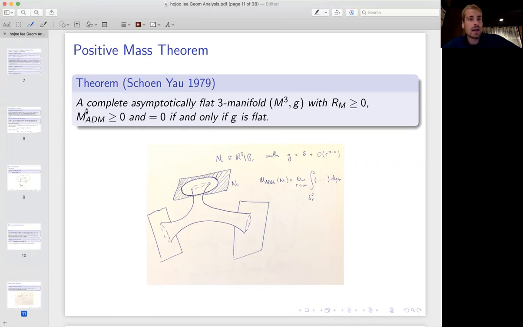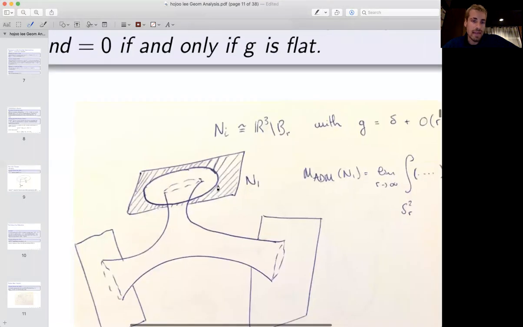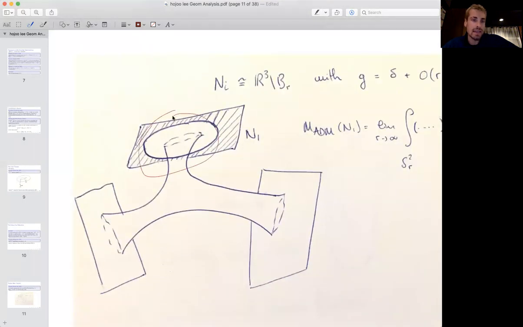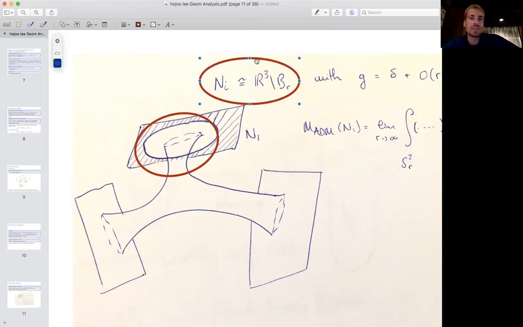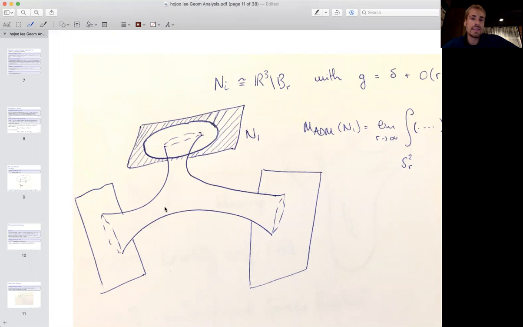So a complete asymptotically flat 3-manifold with scalar curvature non-negative, and then one shows that the ADM mass is actually non-negative, and 0 if and only if g is flat. So this is an asymptotically flat manifold. Each end here has the structure that outside a compact set it's diffeomorphic to R3 minus a ball, and they are connected in this way.